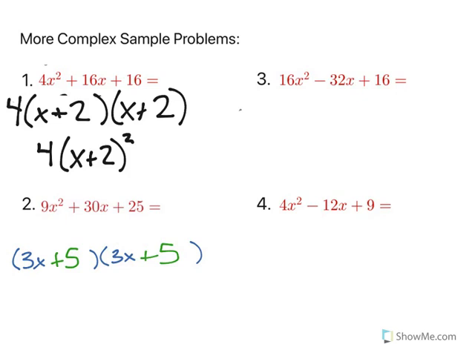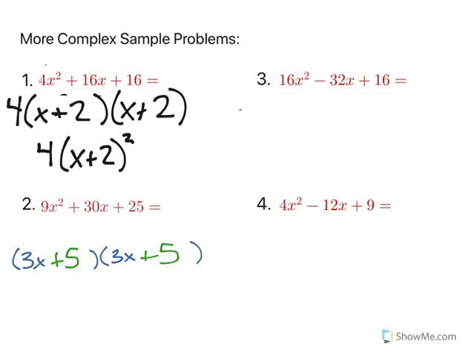We see that in our first term, we have 16x squared, so our coefficient is 16. In our second term, we have a negative 32, so our sum is going to have to be a negative 32. And then in our third term, we have 16, and it's positive. So whatever we're multiplying, it's going to have to end up being positive, and a negative times a negative would do that for us.